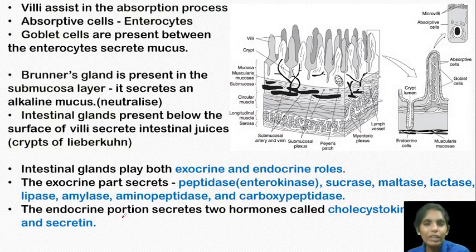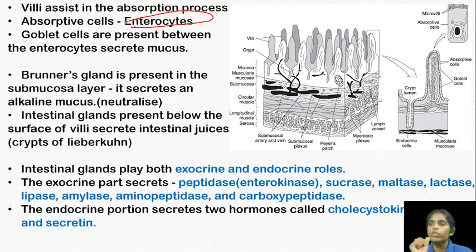And these villi contain different types of cells like the enterocytes and goblet cells, which are involved in different functions. Like the enterocytes, they are the absorptive cells. That means they are involved in absorbing the nutrients from the small intestine into the blood circulation. And the goblet cells will secrete the mucus.